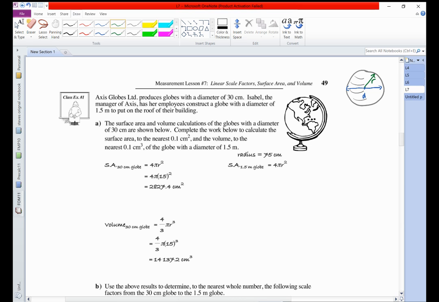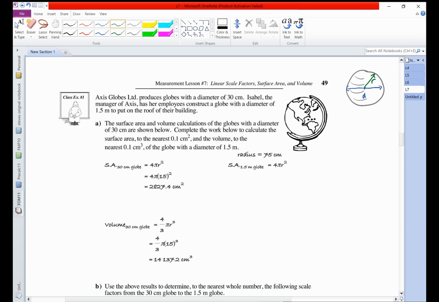So they construct globes with a diameter of 30 centimeters. Isabel, the manager, is having her employees construct a globe with a diameter of 1.5 meters to put on the roof of their building. So it's much bigger. The surface area and volume calculations of the globes with the diameter 30 centimeters are shown below. Complete the work below to calculate the surface area and the volume of the globe with a diameter of 1.5 meters.